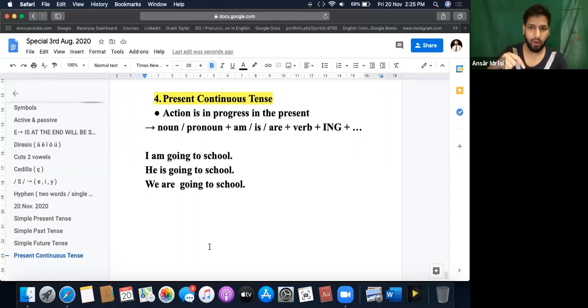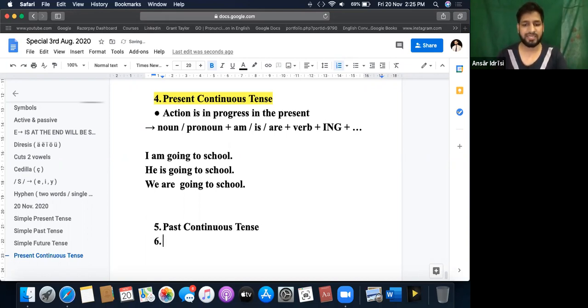What is going on now in the present matters a lot. So it doesn't matter what happened in the past, what happened in the future. Doesn't matter. What is going on now, that matters a lot. Next one is what? Past continuous tense. Now, when do we use past continuous tense?